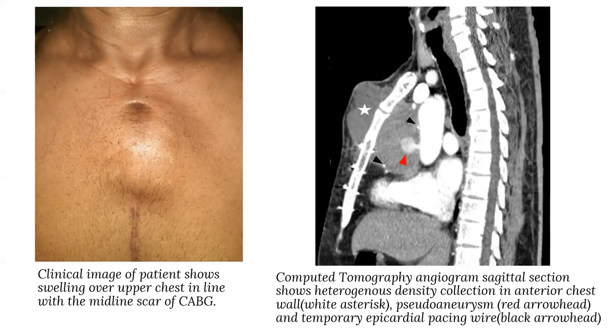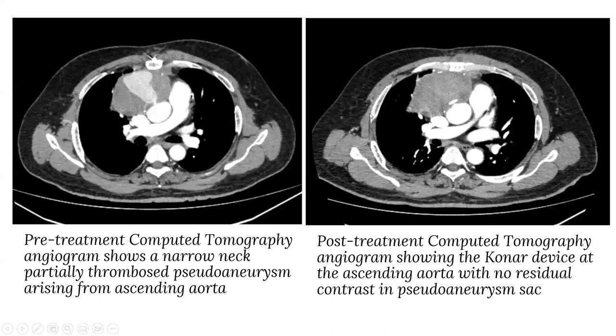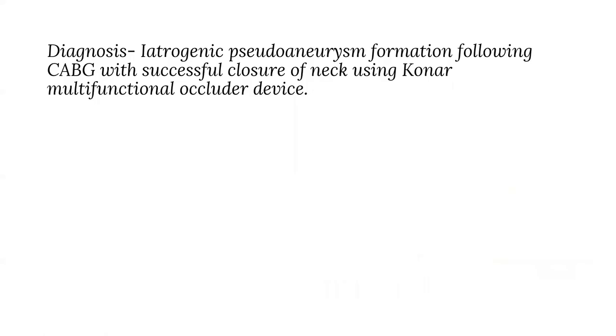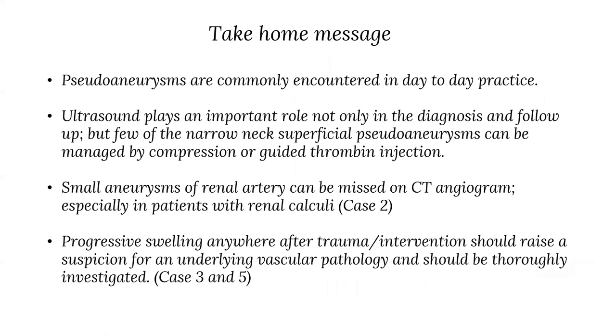This is the corresponding CT image, sagittal section, which shows a pseudoaneurysm pouch with extensive hematoma surrounding it, and the hematoma was extending till the anterior wall. These are the pre-treatment and post-treatment axial section images, which show successful closure of the pseudoaneurysm by the Conard device. Here we can see the multifunctional occluder device. Hence, a diagnosis of iatrogenic pseudoaneurysm following CABG was made, and it was successfully closed using the Conard multifunctional occluder device.